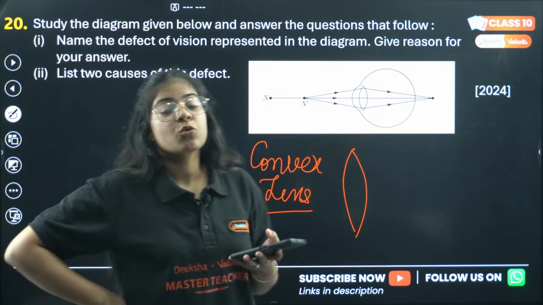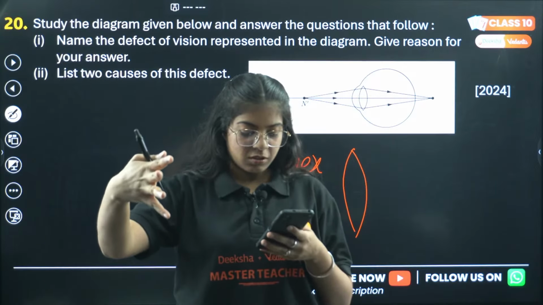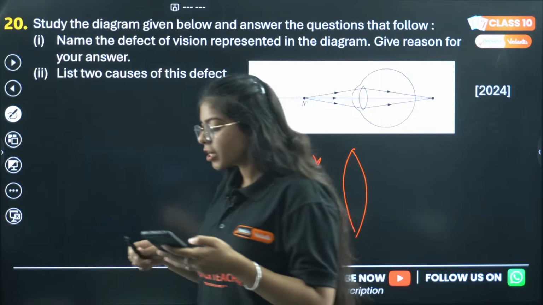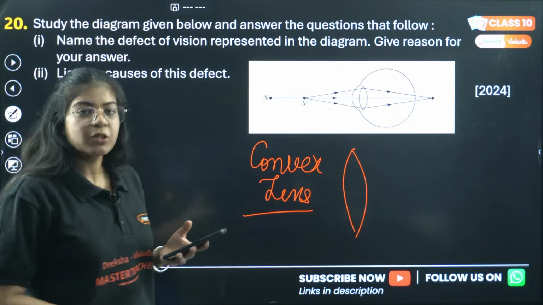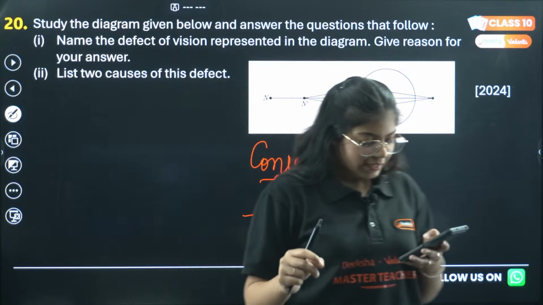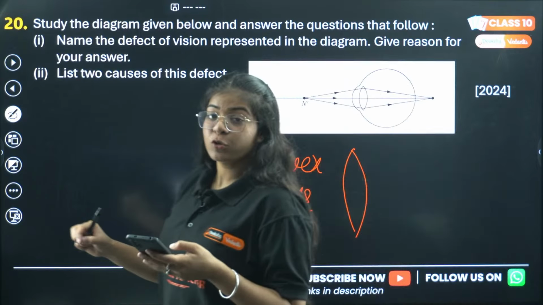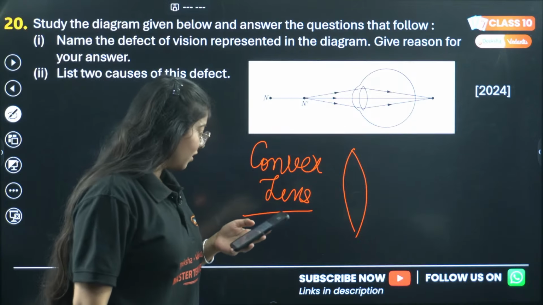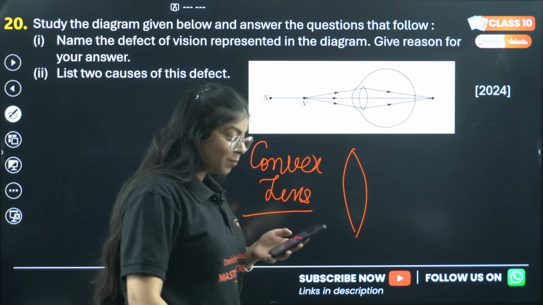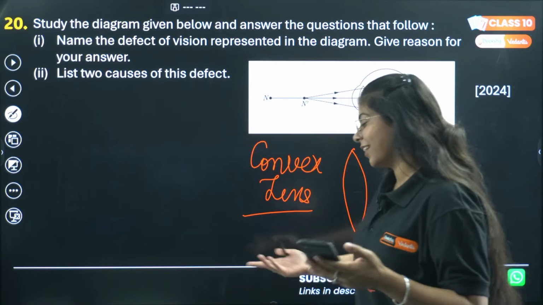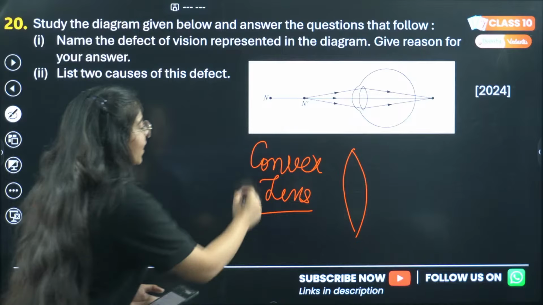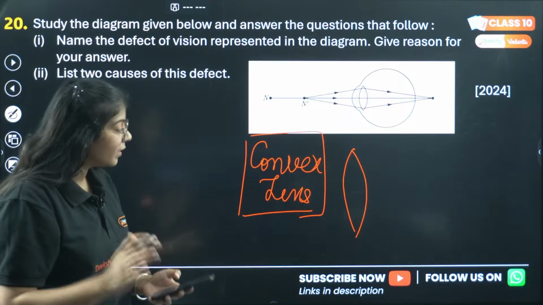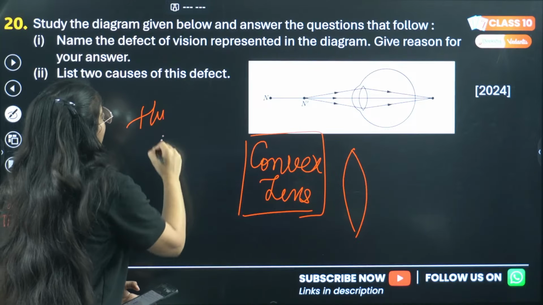Convex lens is used in which kind of defect? Myopia, hypermetropia, presbyopia. In which defect do we use a convex lens? Dayanand is saying hyper. Hypermetropia? Okay, sorry again. Hypermetropia. Dayanand is correct. A convex lens is used to correct the defect of hypermetropia.